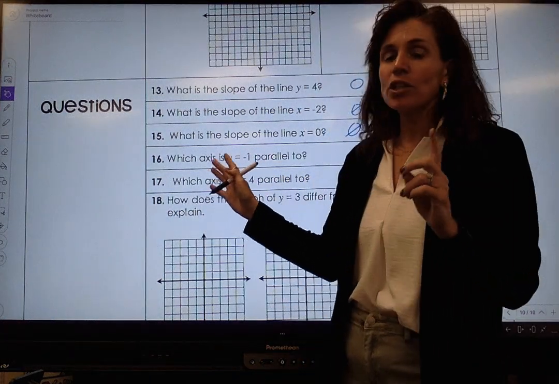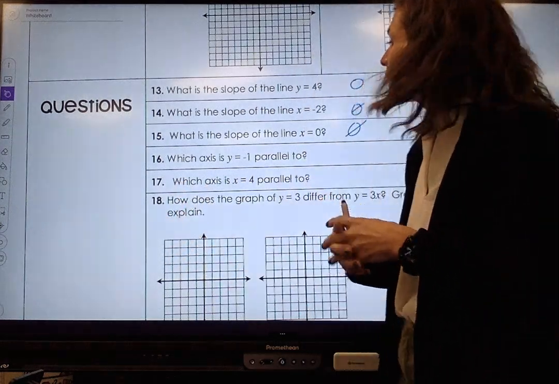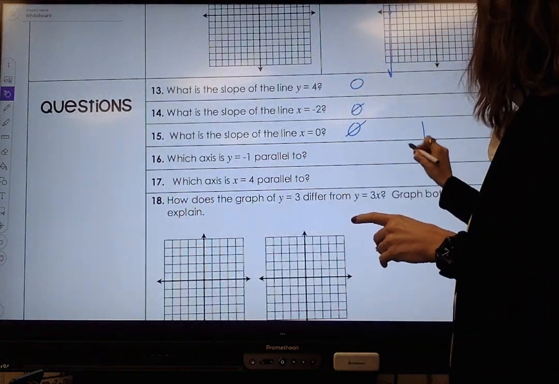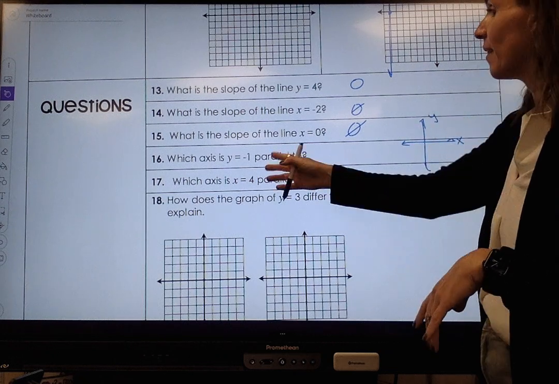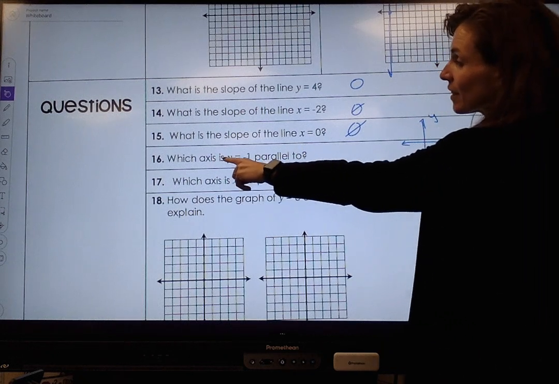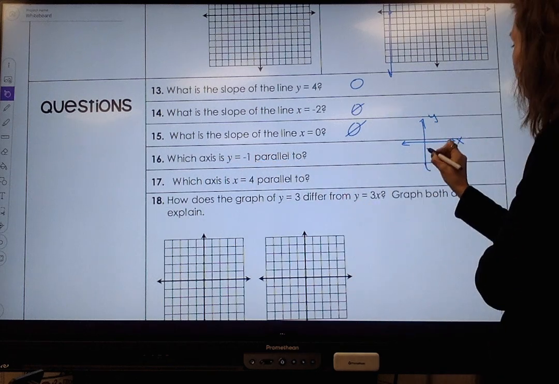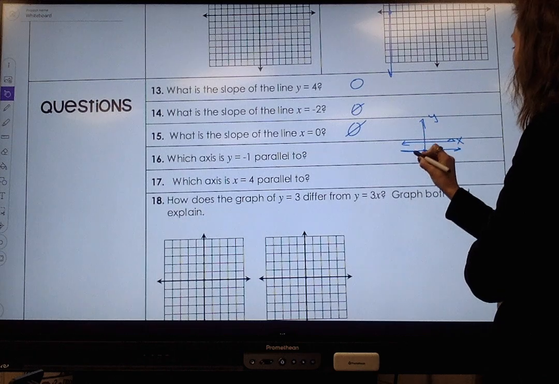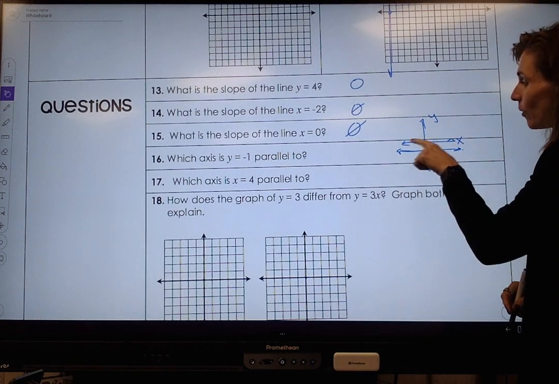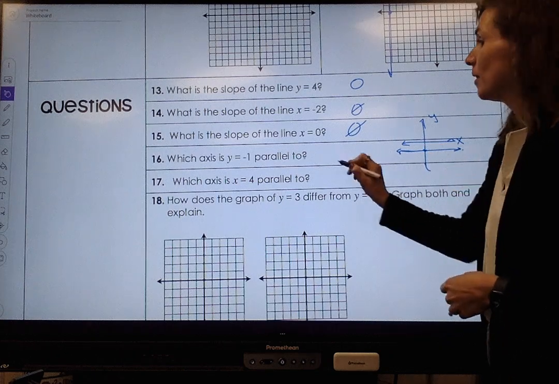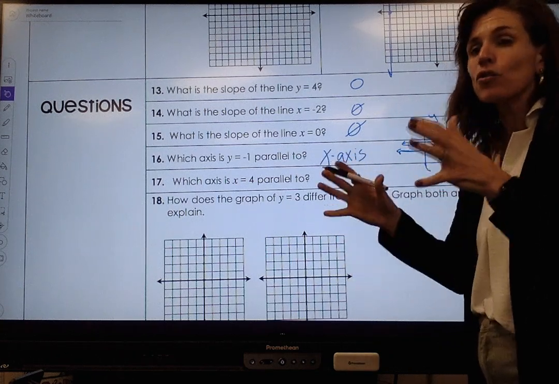Now, when you get a question like this, and you will, it will absolutely be on your quiz, draw a picture. I'm going to draw a picture, and I have the x-axis and I have the y-axis. And then it's going to say, which axis is y equals -1 parallel to? Well, let's draw the line y equals -1. There's y equals -1. Which axis is parallel to this? Your x-axis is parallel. So x-axis. So draw a picture, draw a picture, draw a picture.